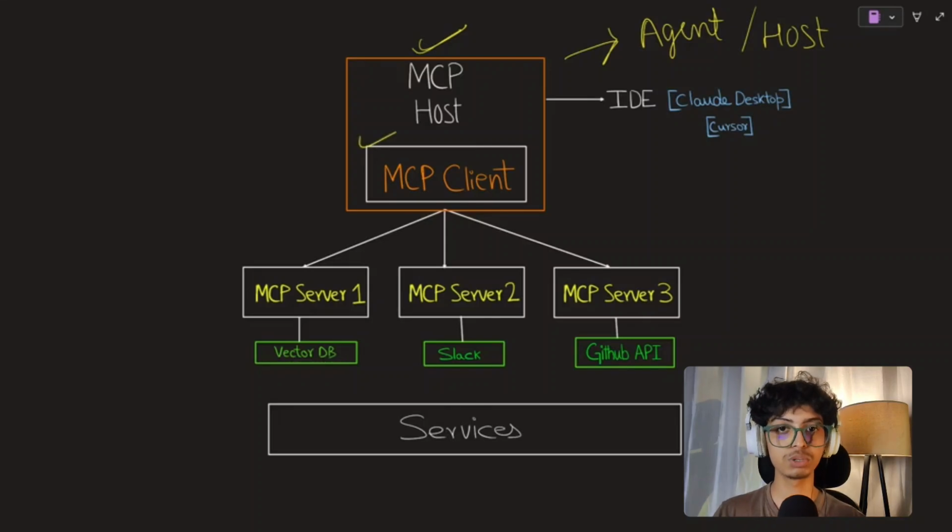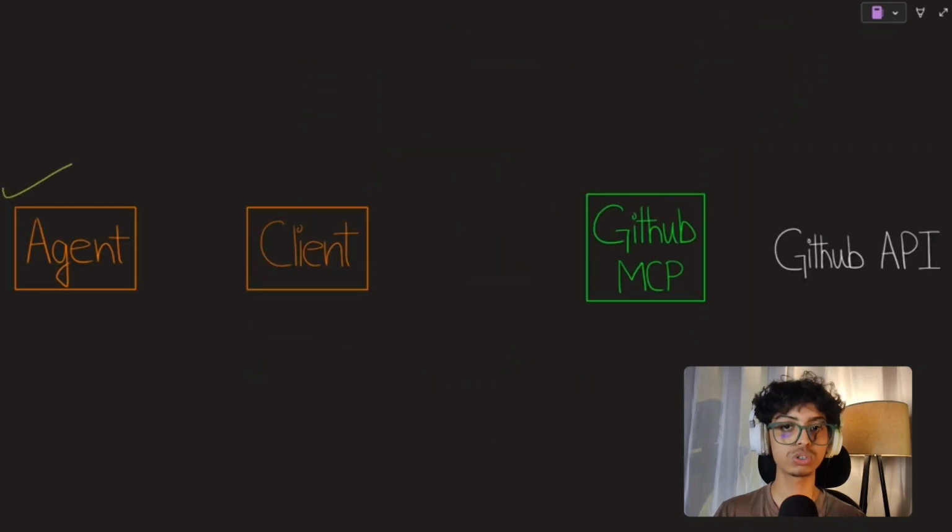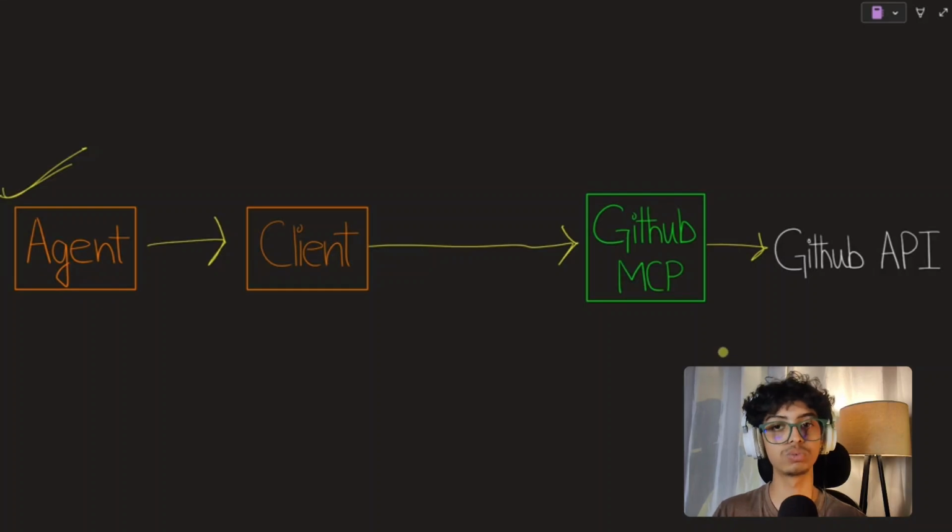The second is the MCP client, and this lives inside the host. So think of it like a communication layer. So when your host wants to do something, the client is the one that goes out and speaks the MCP protocol to the right server. And it is the translation layer between your AI application and the outside world.